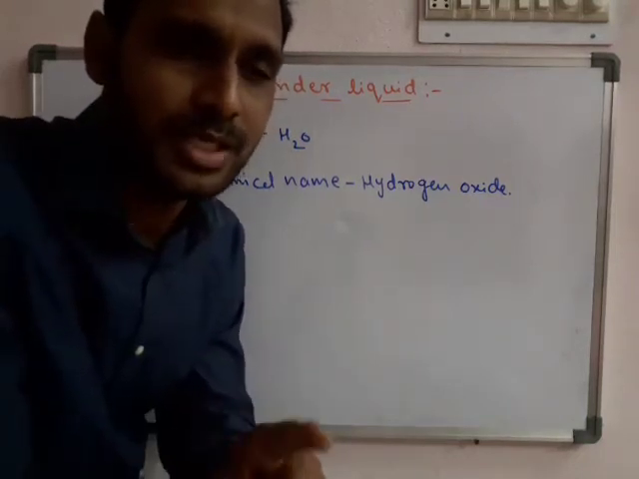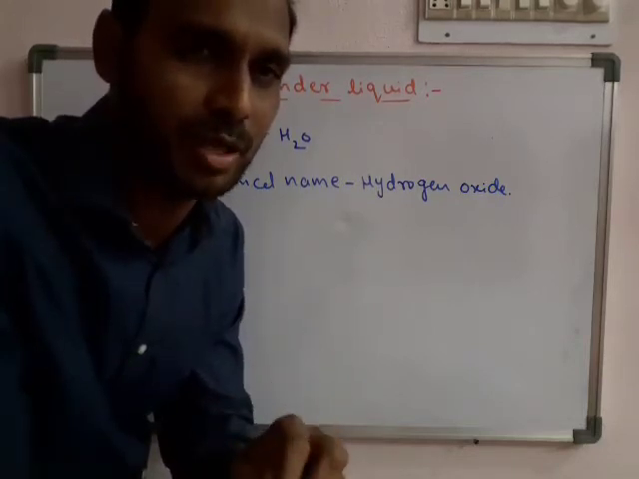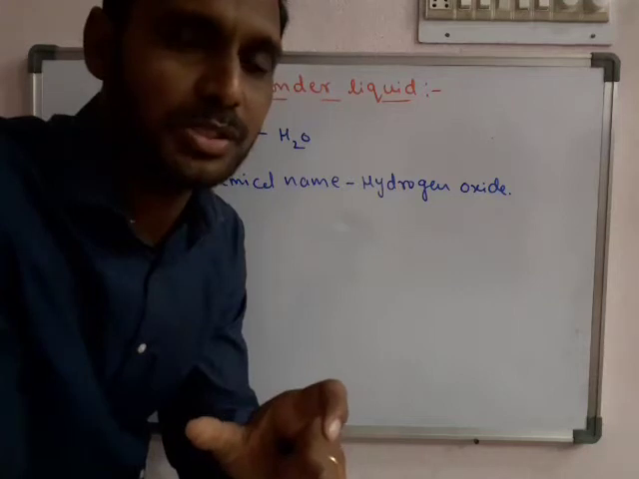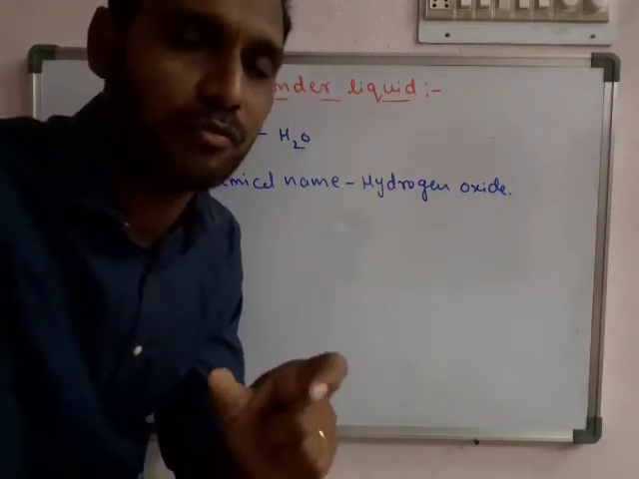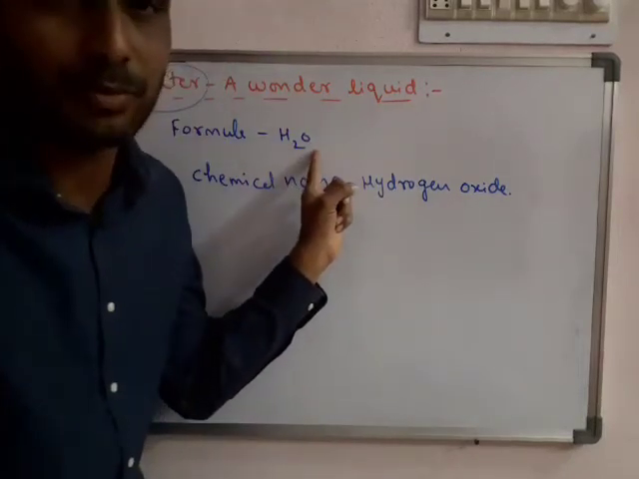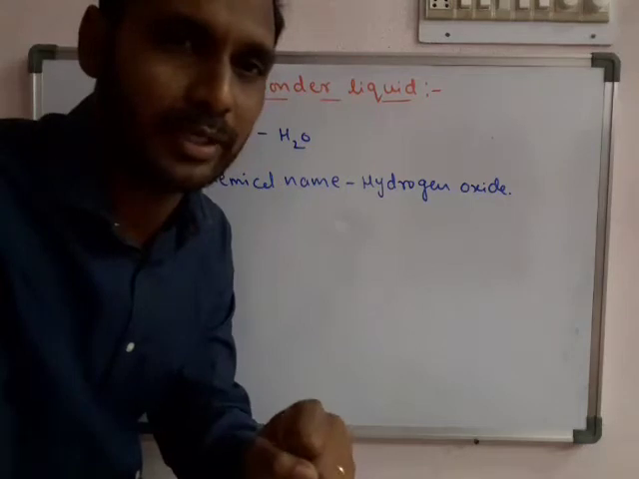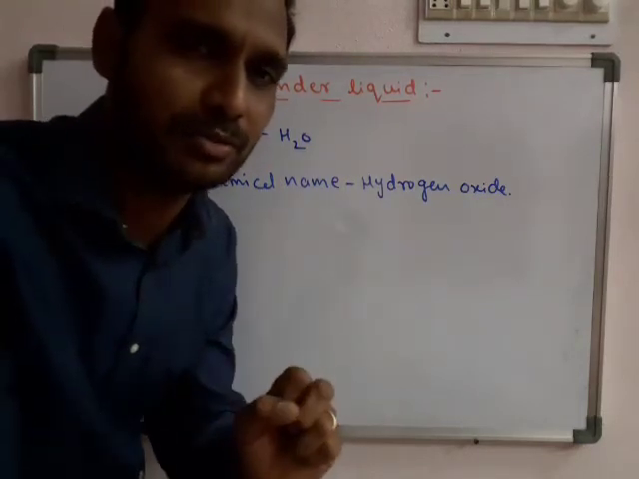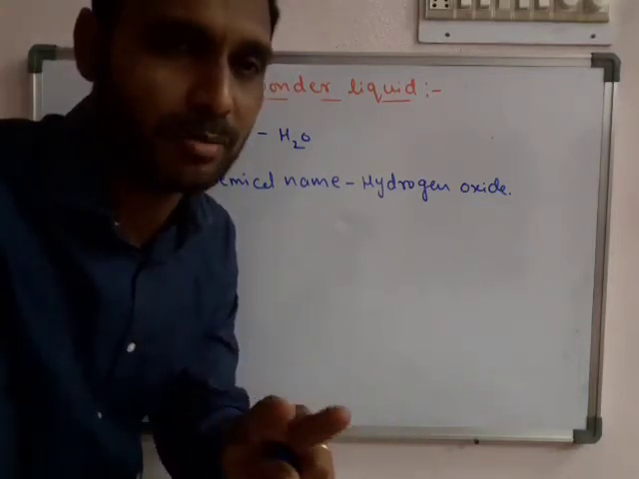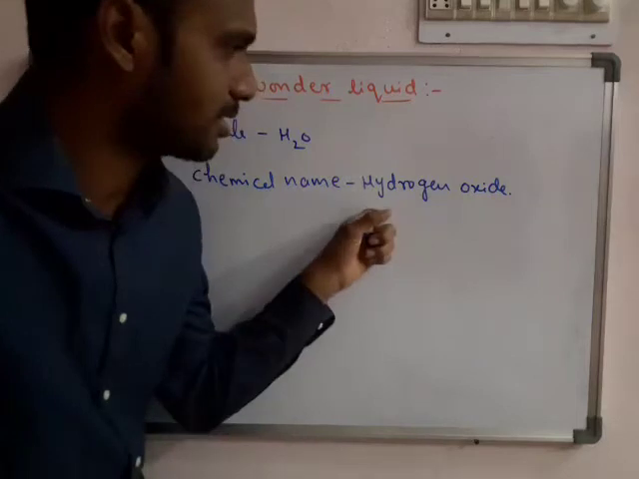Binary compound means it has two types of elements, not two atoms. Binary compounds are molecules which have only two types of elements. Here how many atoms do we have in H2? 2 hydrogens, 1 oxygen atom. Finally there can be 3 atoms, or 4, 5, 6, any number, but the type of elements is important. Here there is 1 hydrogen element, 2 atoms belong to hydrogen, 1 atom belongs to oxygen. Only 2 types of elements, so water is a binary compound of hydrogen and oxygen. Its chemical name is hydrogen oxide.